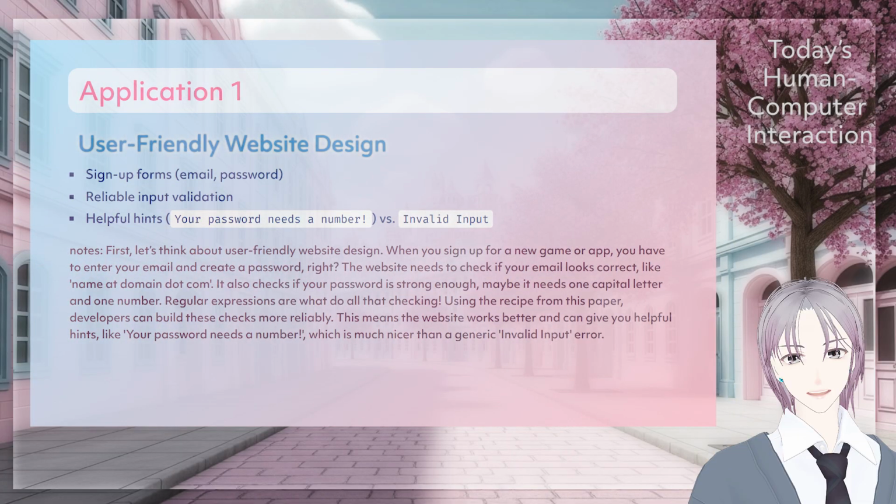First, let's think about user-friendly website design. When you sign up for a new game or app, you have to enter your email and create a password, right? The website needs to check if your email looks correct, like name@domain.com. It also checks if your password is strong enough. Maybe it needs one capital letter and one number. Regular expressions are what do all that checking. Using the recipe from this paper, developers can build these checks more reliably. This means the website works better and can give you helpful hints, like your password needs a number, which is much nicer than a generic, invalid input error.